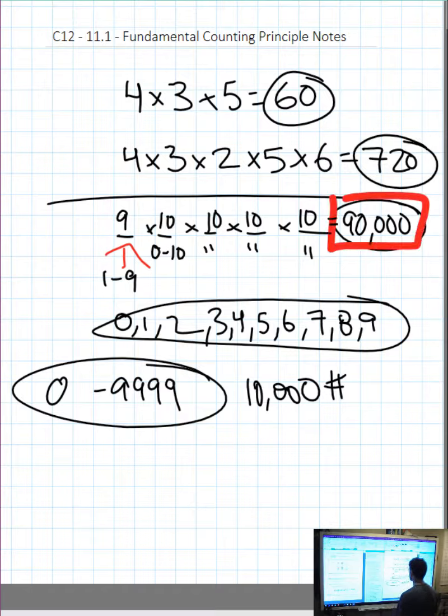9 times 10 times 10 times 10 times 10. The fundamental counting principle. Again, big red. Look at the first number. We cannot use 0 for that number, because then it would not be a 5-digit number. So we really, really need to think about not only what the given information is, but real life scenarios.